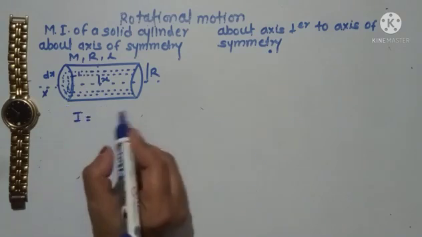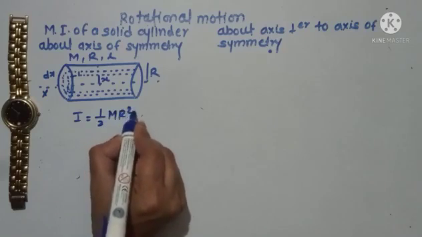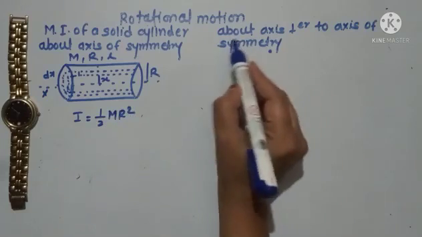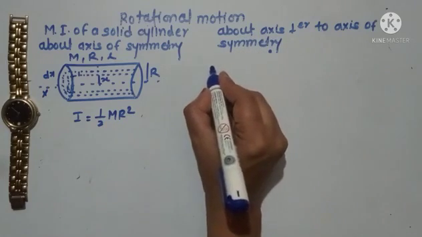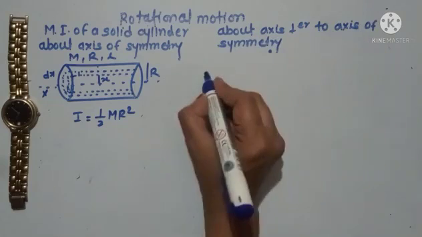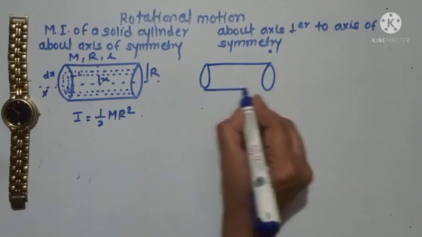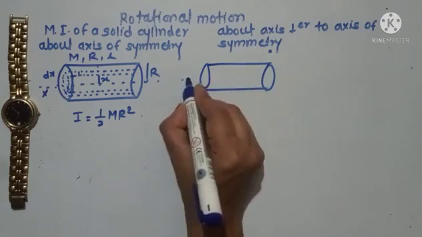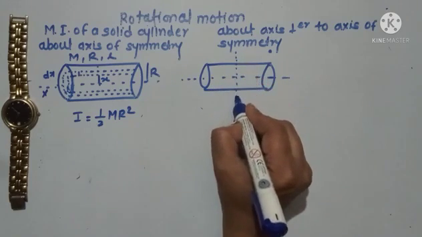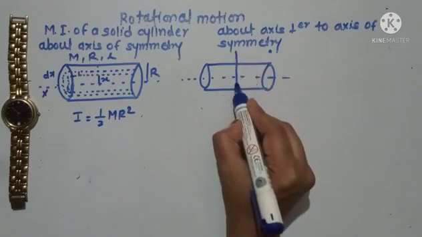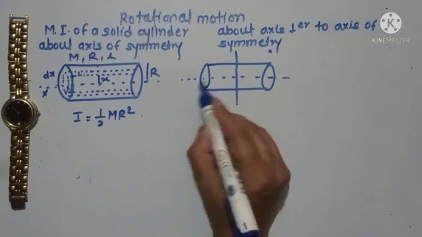This I is equal to 1/2 m r square. Now let us see what is the moment of inertia of the solid cylinder about the axis perpendicular to the axis of the cylinder. Axis of symmetry. Now this is a solid cylinder, and this is the axis of symmetry, and now we have to find the moment of inertia about the axis perpendicular to the axis of symmetry. Now this is the axis perpendicular to the axis of symmetry.